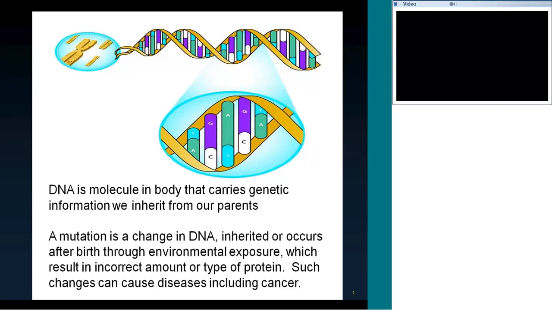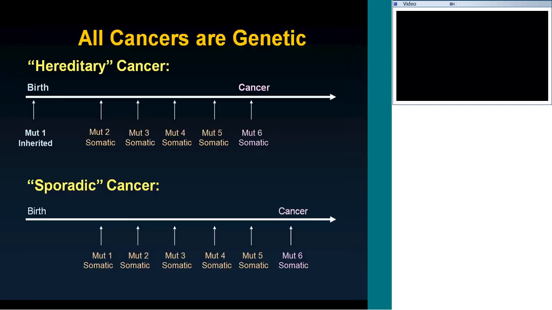And some of these mutations can result in an incorrect amount or type of protein made by the DNA, by the genes. And these kinds of changes can actually result in disease and in some cases cancer. So with that as a background, what we really understand now about cancers is that they are in fact all genetic, which is to say there's something that goes wrong with the genes that makes a cancer. And there are two different types of pathways that we understand.